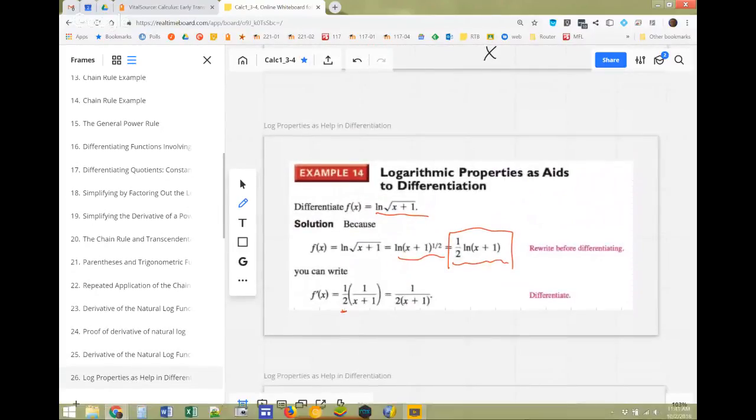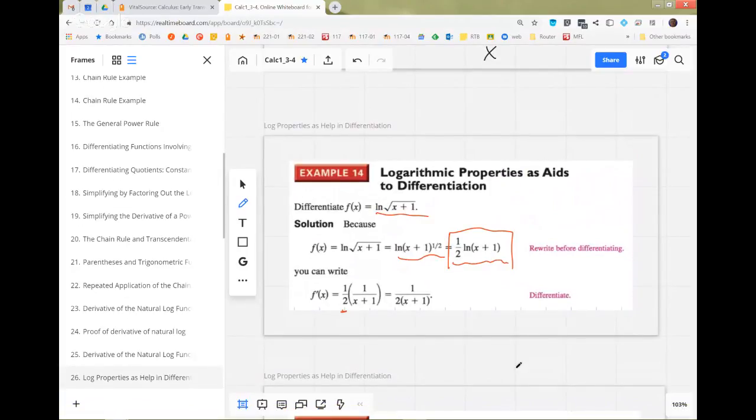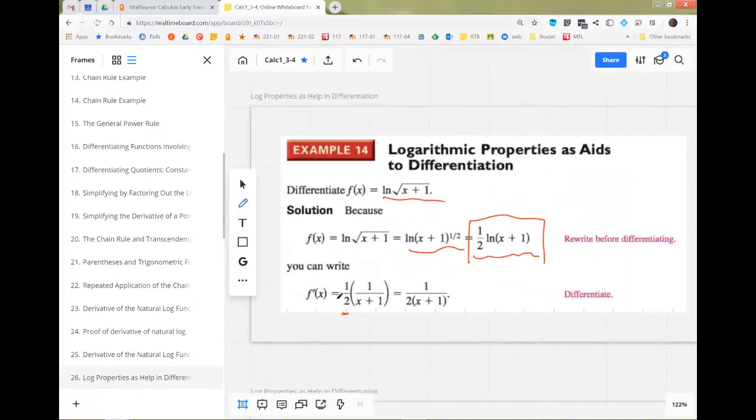Now, you remember your log properties? Because your log properties can help you out a lot. Here's an example. It says, differentiate the natural log of the square root of x plus 1. Well, the first thing, let's rewrite the square root of x plus 1. For calculus, it's better to write that as what? X plus 1 quantity to the 1/2 power. We're used to that. Okay.